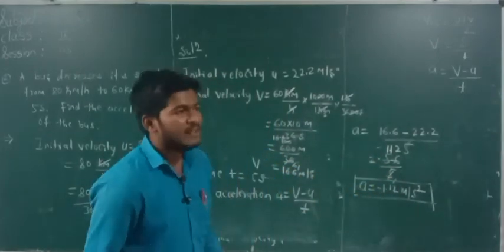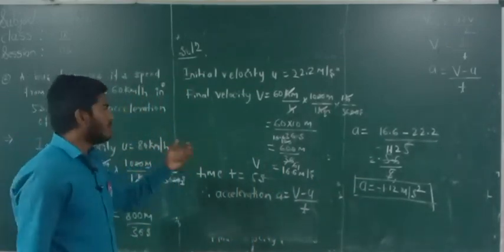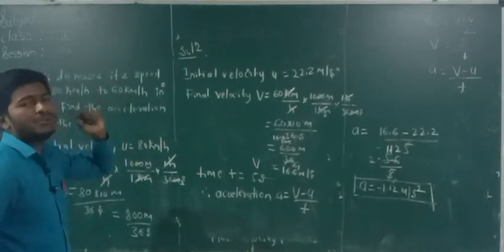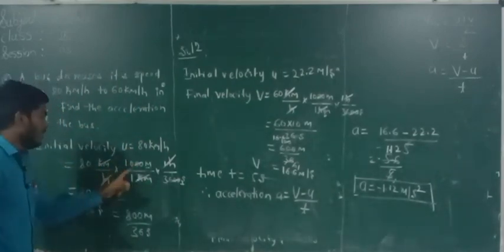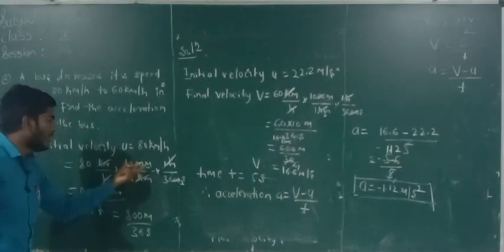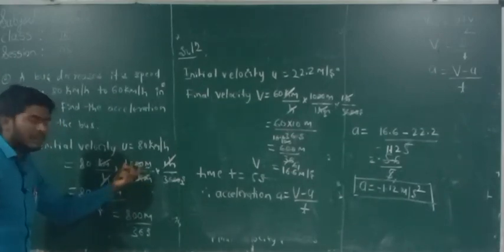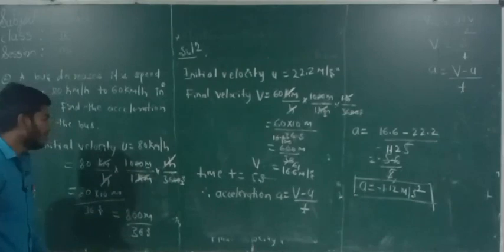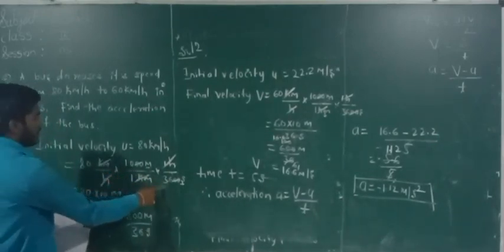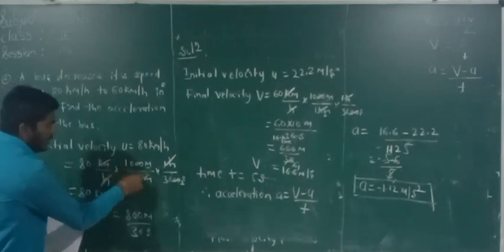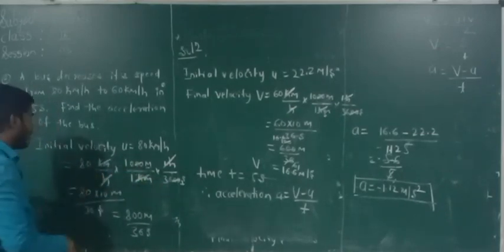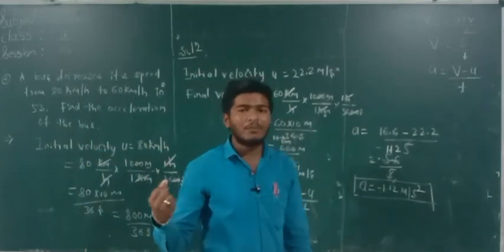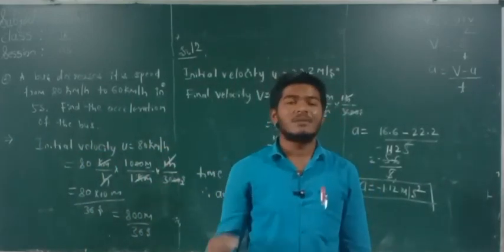So you should practice these types of examples for your examination. If the data in the example is given in kilometer per hour, you should convert it into meter per second by multiplying 1000 meter divided by 1 kilometer into 1 hour divided by 3600 seconds, or you may directly multiply the given kilometer per hour by 10 divided by 36 and you get meter per second. Okay, you should practice these types of problems at home. Some examples are given in your textbook, and that will be helpful for your examination.